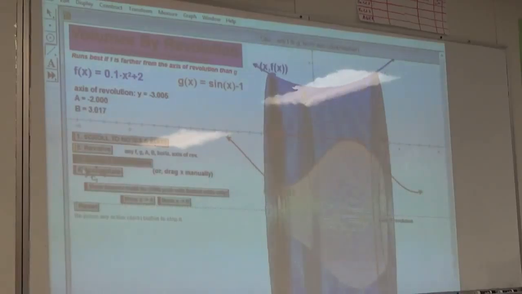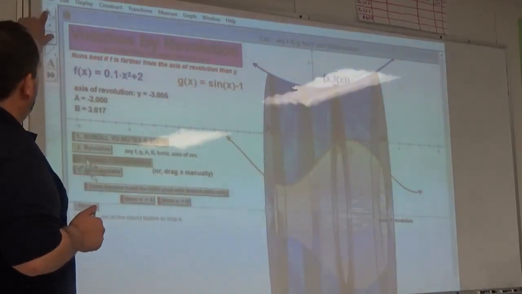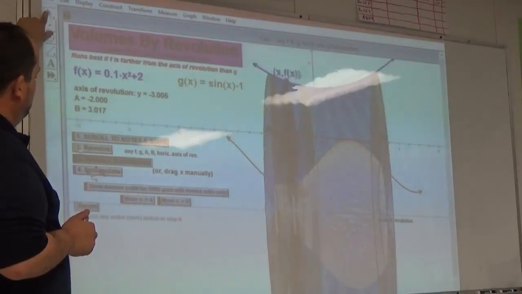Click on accumulate. Oh, I know. No. You go back up here to the arrow. No, wrong one. There you go.